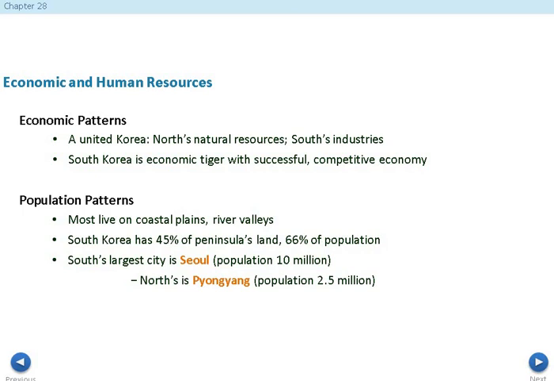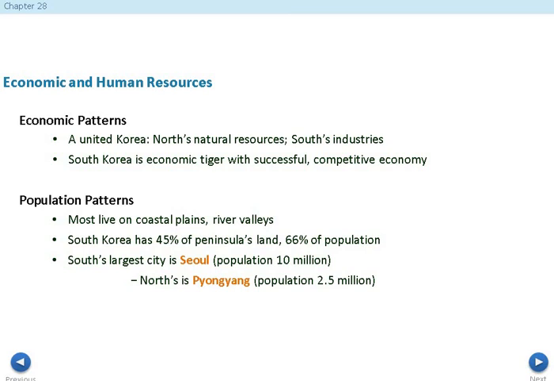Now, the economies are a little bit different too. If there was a united Korea, what we'd see is North Korea has a lot of natural resources, and the South has industries. South Korea, though, is what we call an economic tiger. They're very successful, a competitive economy. They're really pushing exports and trying to bring in as much money as possible, where North Korea is a little bit more non-industrial. Now, most of the people live on the coastal plains and in the river valleys.